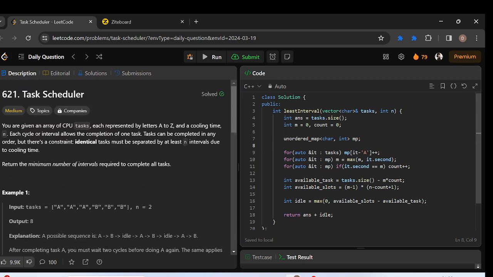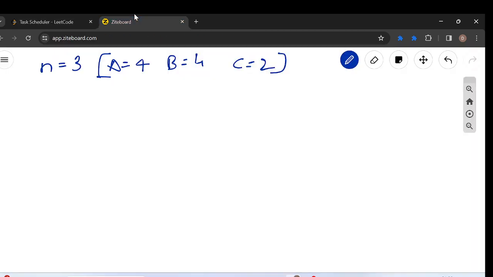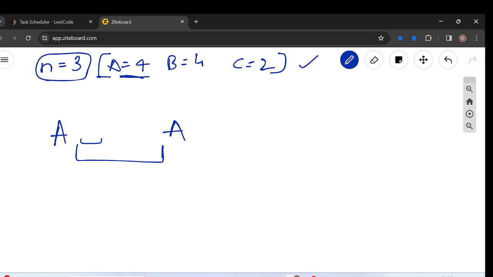So how we will approach this question: take this array where there are 4 A's, 4 B's and 2 C's, and our n is 3, the interval time is 3. Let's draw and see how we will approach this. If there are 2 A's, one A and one A, in between them there is a chunk of 3 seconds. Since n is 3, there must be at least 3 idle times or 3 tasks in between them.